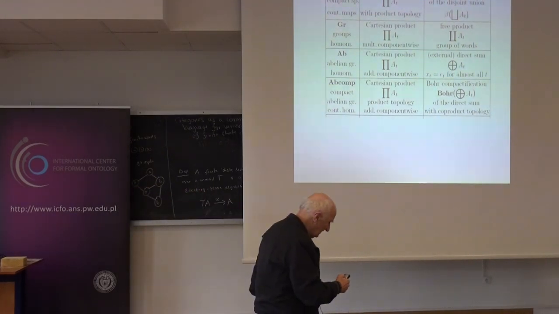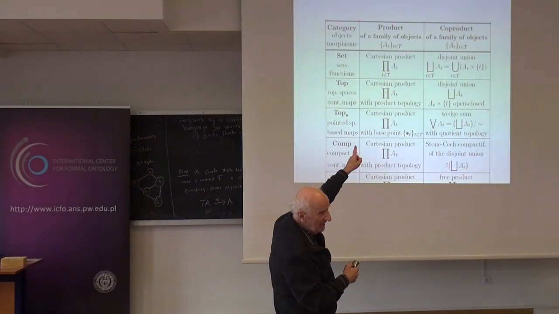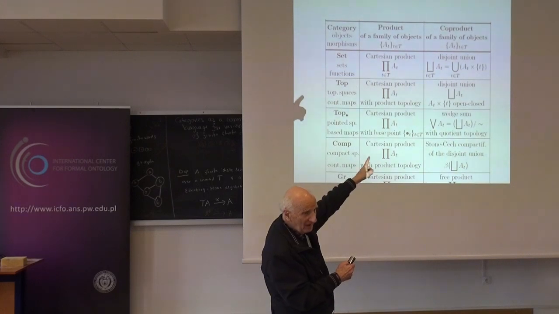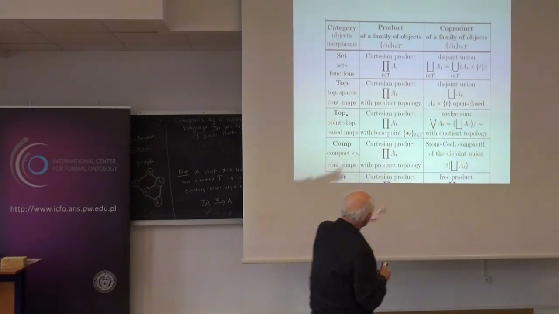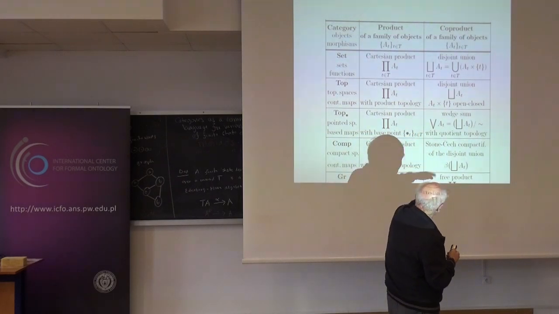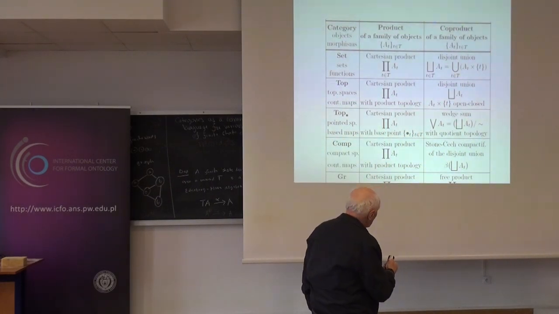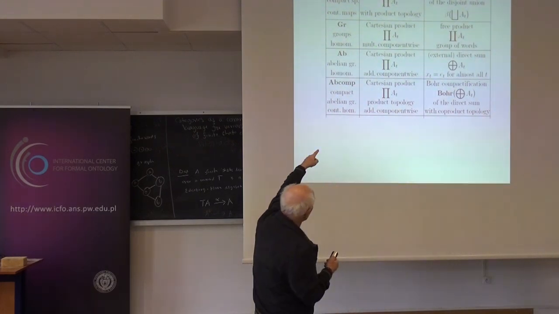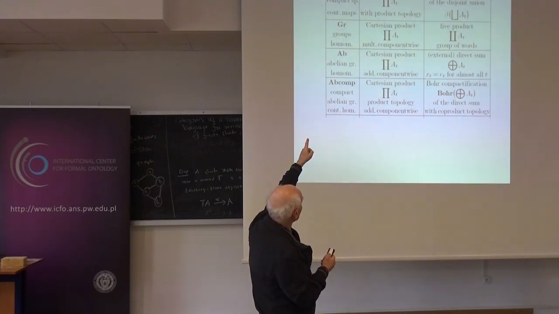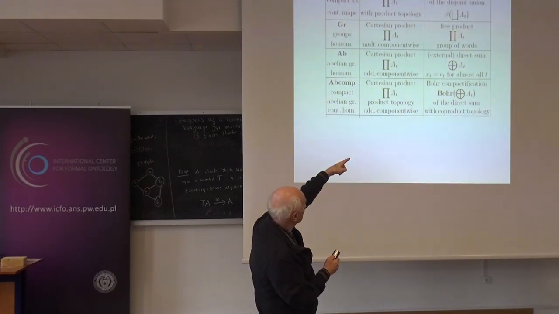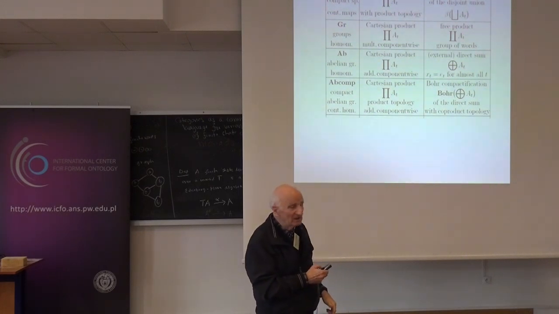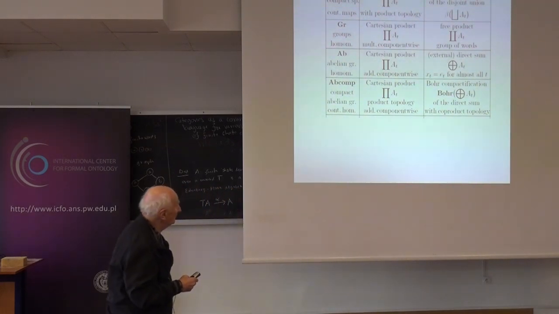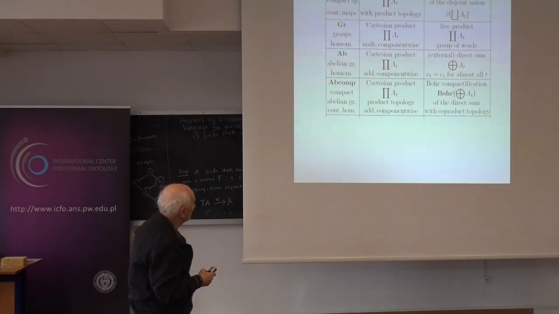And let us see, on the left it is always the same, Cartesian product. While on the right, well, here are somehow similar up to this, but look at these groups, Abelian groups, it's a full subcategory. And the coproduct is absolutely different. Here is the free product, strongly non-commutative.